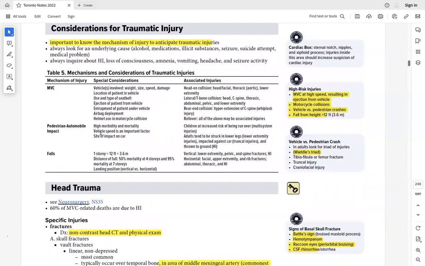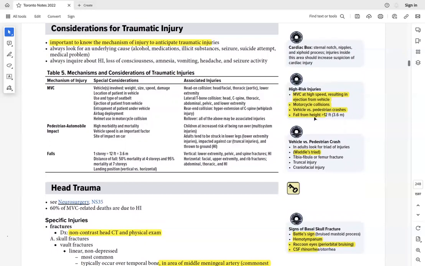Then if the patient is coming to you, we should know what the high risk injuries are. If there is a motor vehicle collision resulting in ejection from the vehicle, where the person who was driving was ejected out of the vehicle, then it is a high risk injury. Similarly, a motorcycle collision, or a pedestrian versus vehicle crash, where a pedestrian walking by crashed into a vehicle, is a high risk injury for the pedestrian.